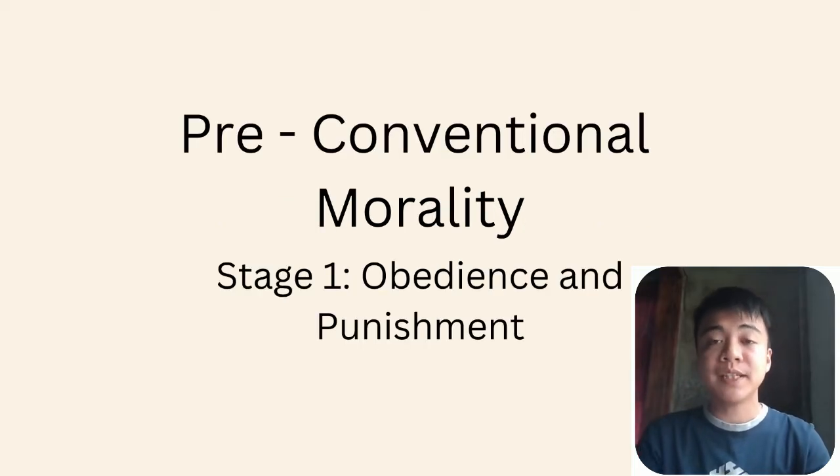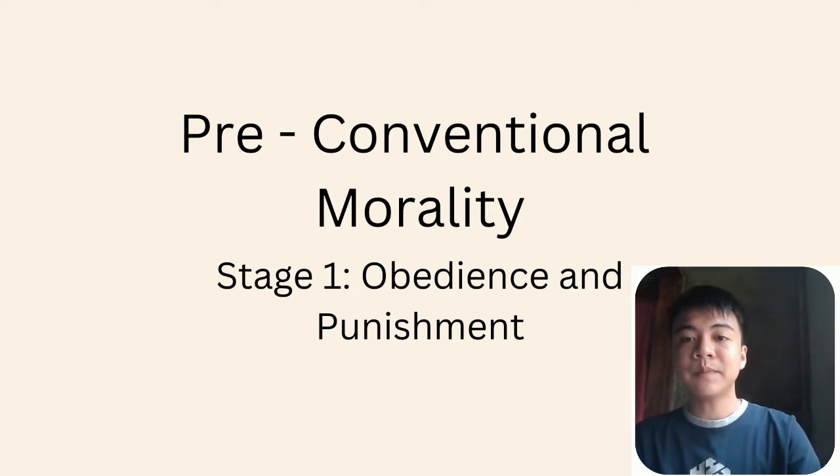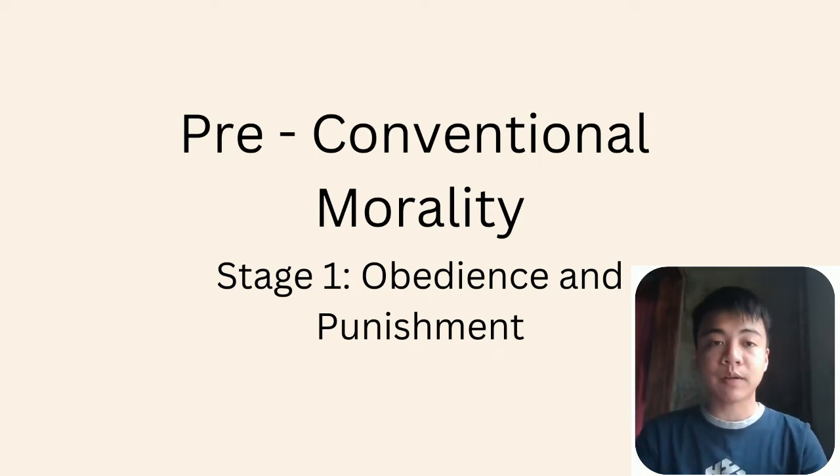Stage 1: obedience and punishment. Obedience and punishment are particularly common in young children, but adults are also capable of expressing this type of reasoning. People at this stage, according to Kohlberg, see rules as fixed and absolute. Obeying the rules is essential because it allows you to avoid punishment. For example, some pedestrians are afraid to jaywalk because of the law against jaywalking.